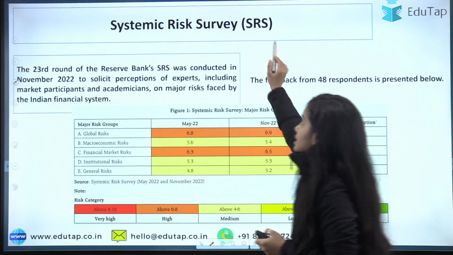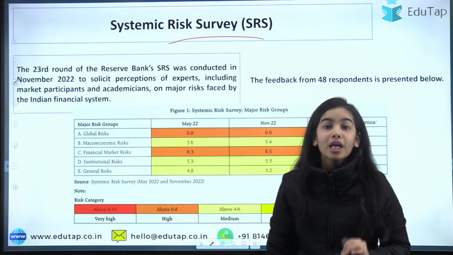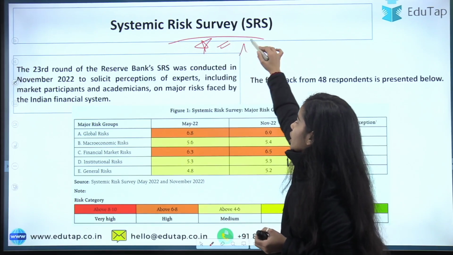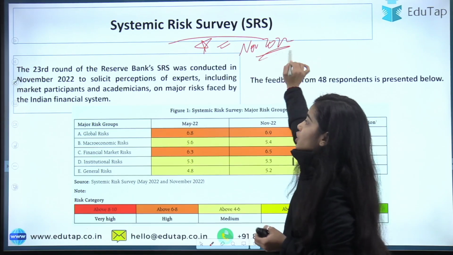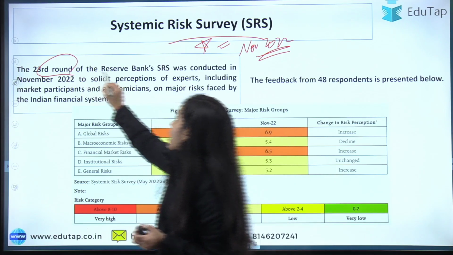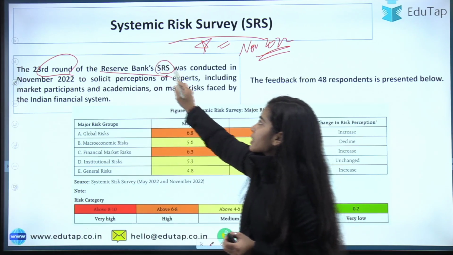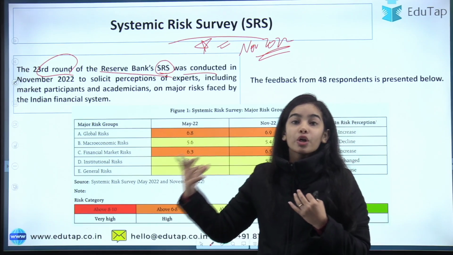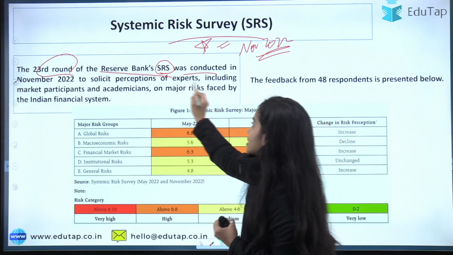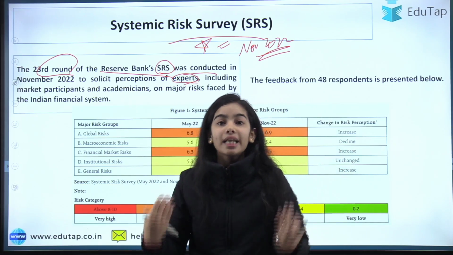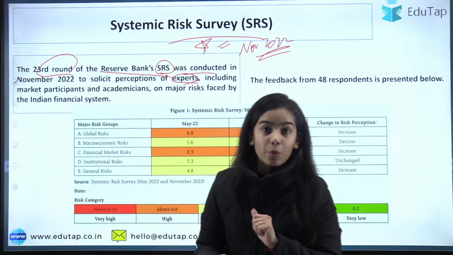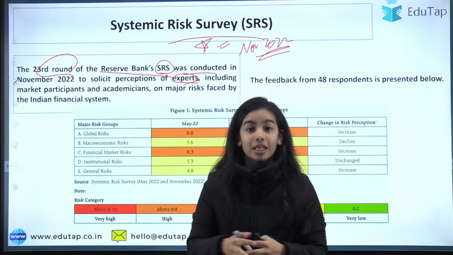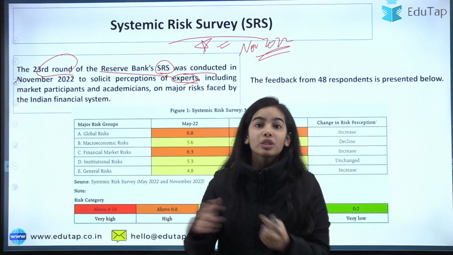Now coming to the systemic risk survey, which was done in November 2022. The 23rd round of the Reserve Bank of India's systemic risk survey was conducted in November 2022 to capture the perception of experts. The Reserve Bank of India and other regulators have given the financial stability report, but there are also market experts, economists and academicians who have something to say about the economic condition.